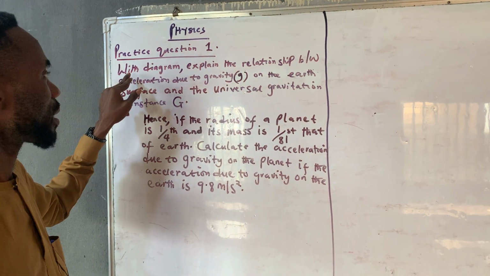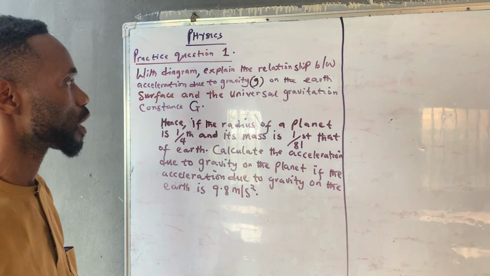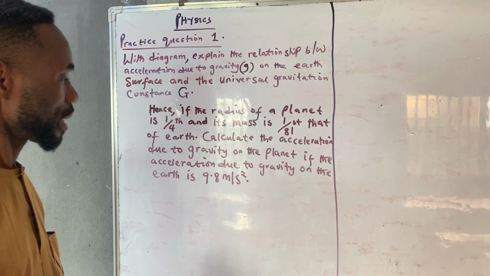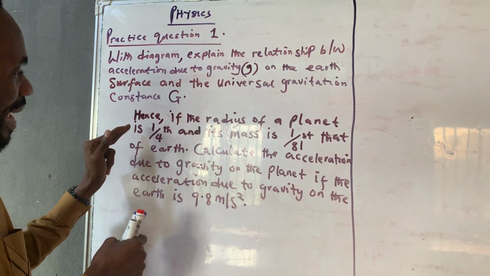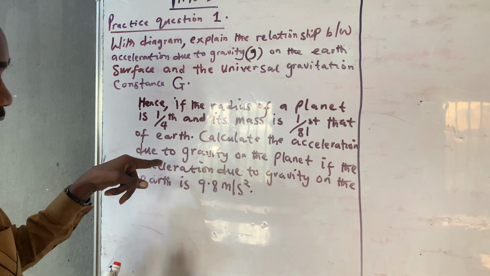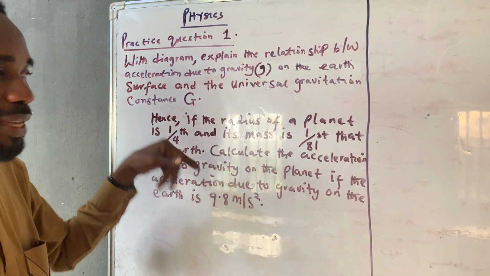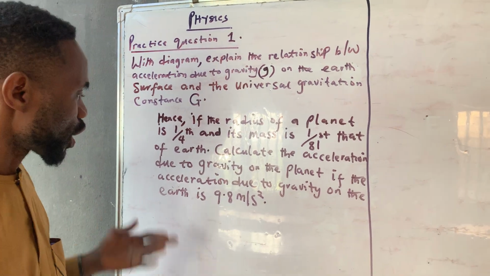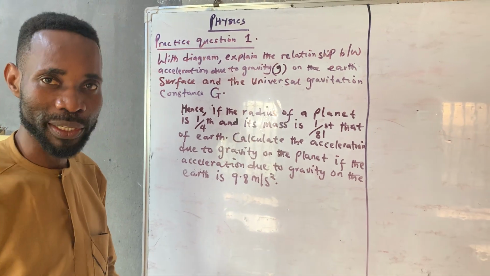Now we have a question here: with a diagram, explain the relationship between acceleration due to gravity g on the Earth's surface and the universal gravitational constant G. Now, we didn't stop there. It further went on to say that, hence, if the radius of a planet is 1/4 and its mass 1/81st that of the Earth, calculate the acceleration due to gravity on the planet, if the acceleration due to gravity on the Earth's surface is 9.8 meters per second squared.